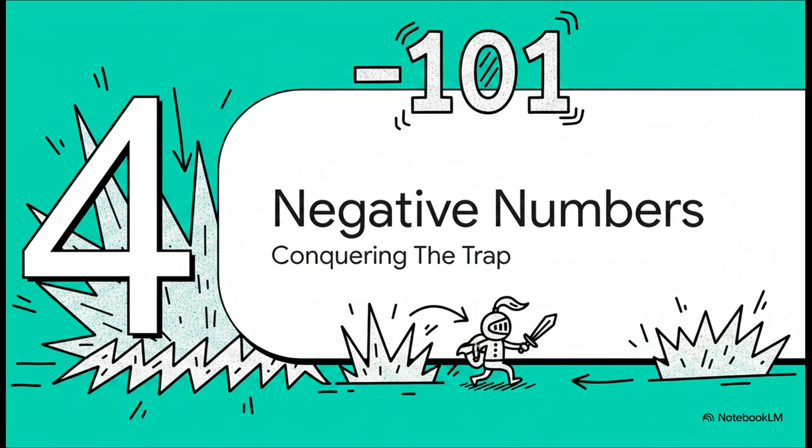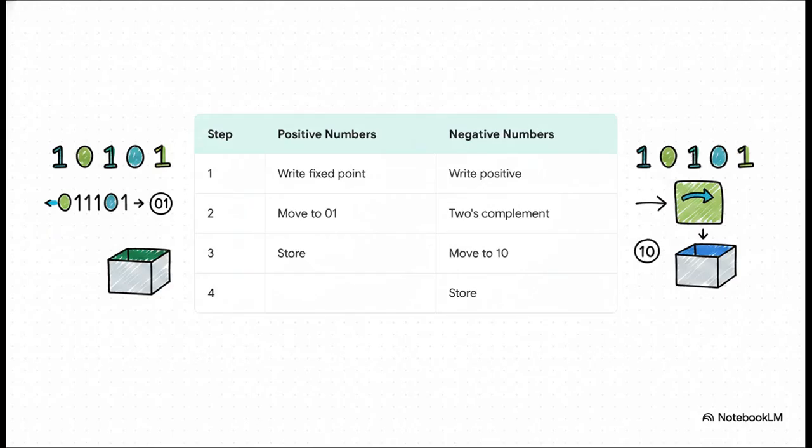Section 4. Conquering negative numbers. If inverse logic was the first trap, we are officially entering the danger zone for the second. Look at this comparison. Positives are straightforward, but negatives, like negative 2.5, you can't just guess the bits.